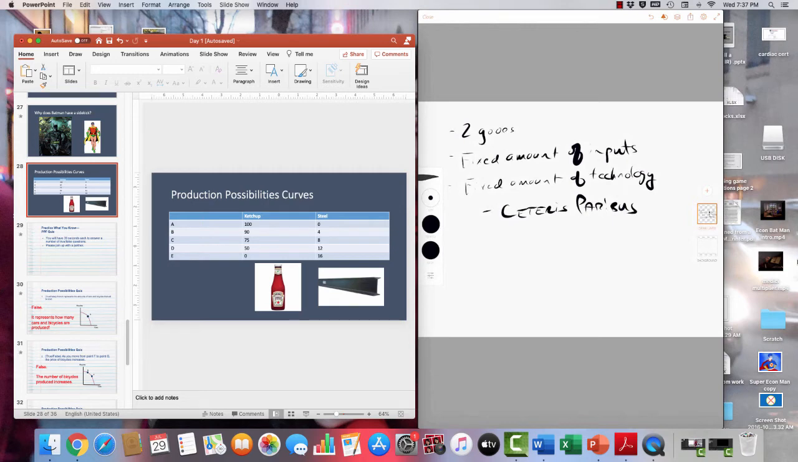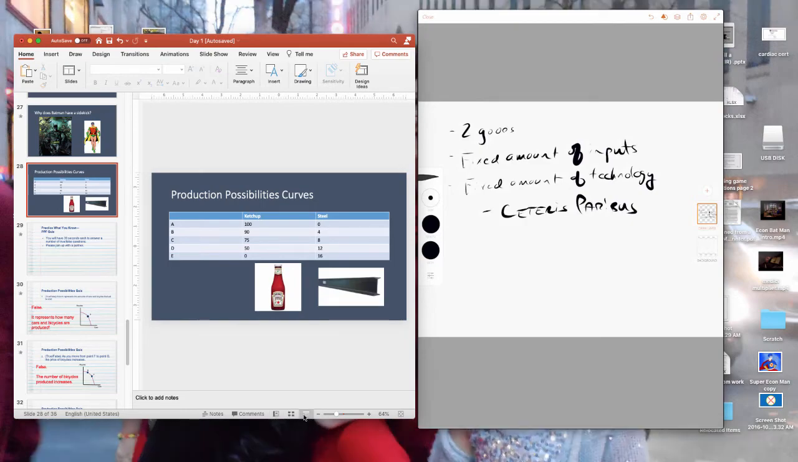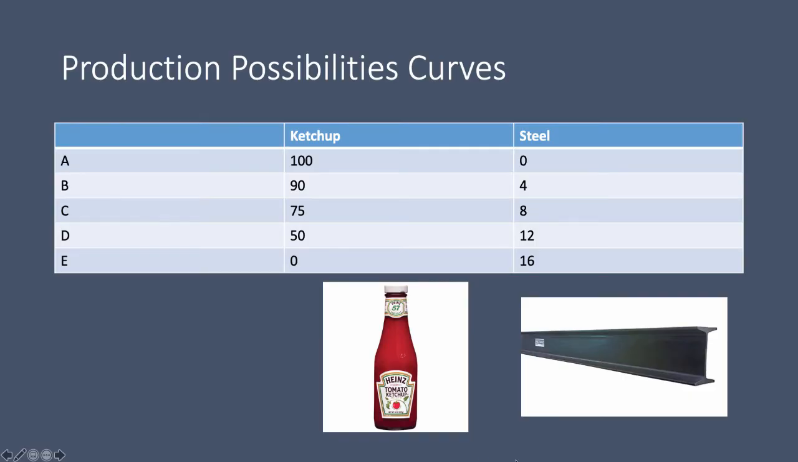And if we look back at our information, we have a production possibilities table here. This table tells us the production possibilities for two goods, ketchup and steel, that a society can produce. So we have 5 possibilities, A, B, C, and D, and you see at option A, you would produce all ketchup, 100 units, and no steel. If you go to option B, you produce 90 units of ketchup and 4 units of steel, then 75 and 8, 50 and 12.